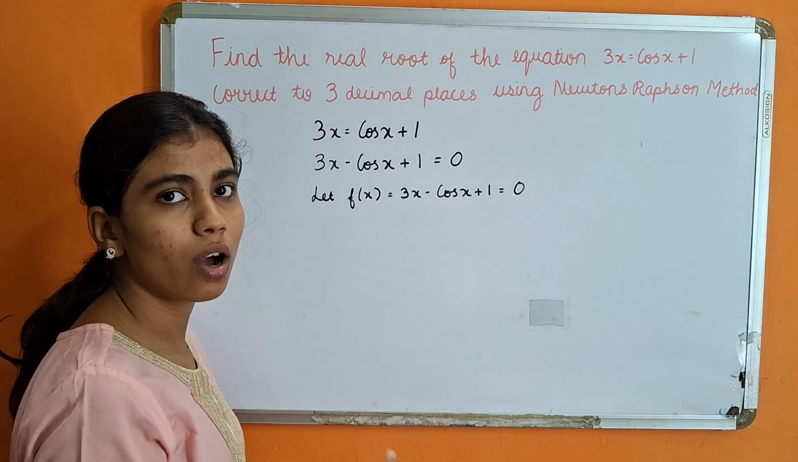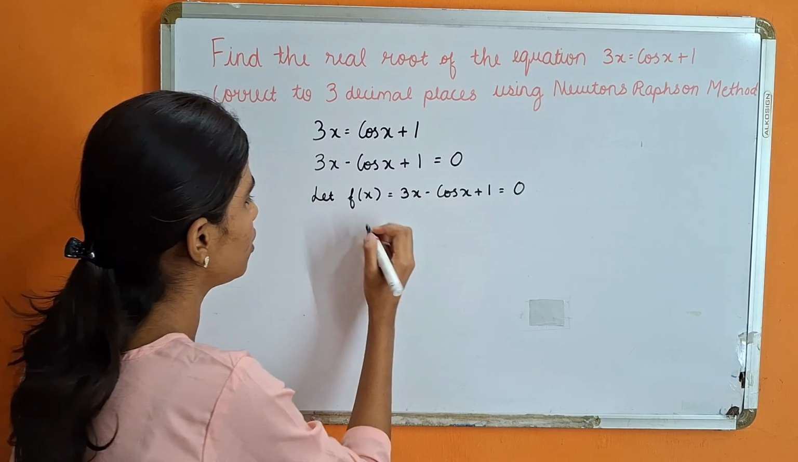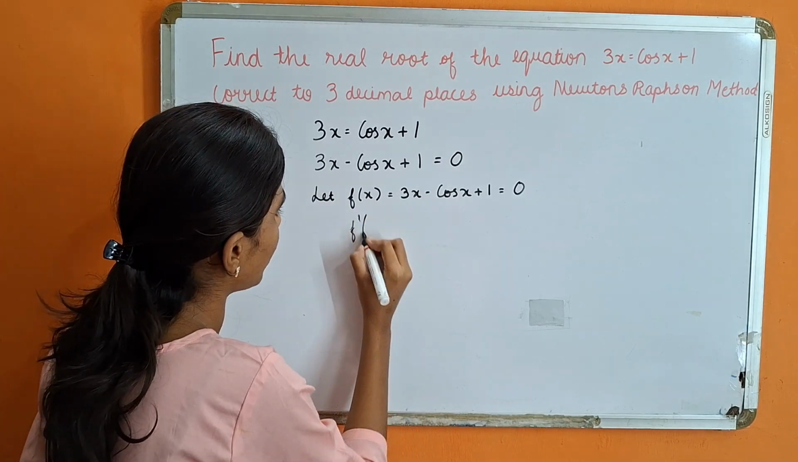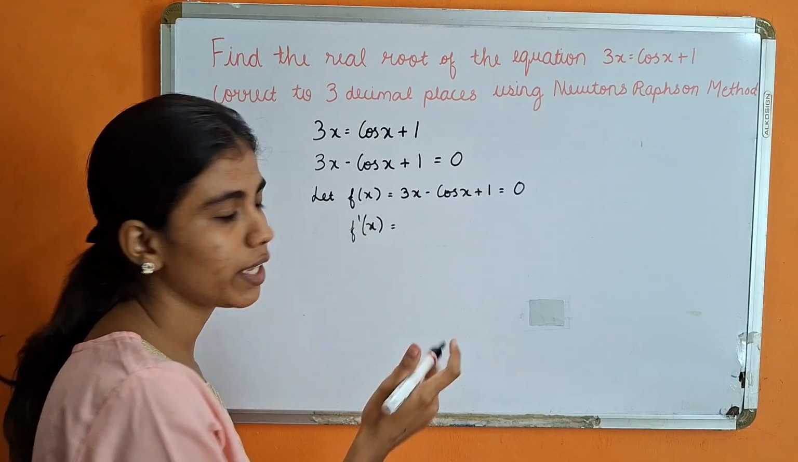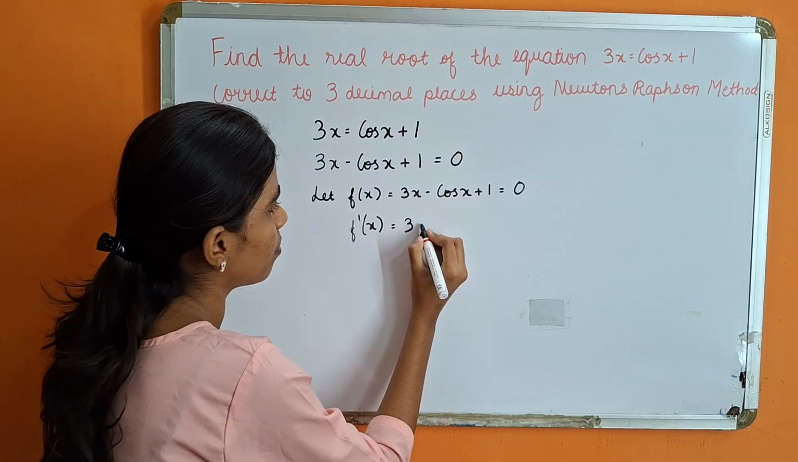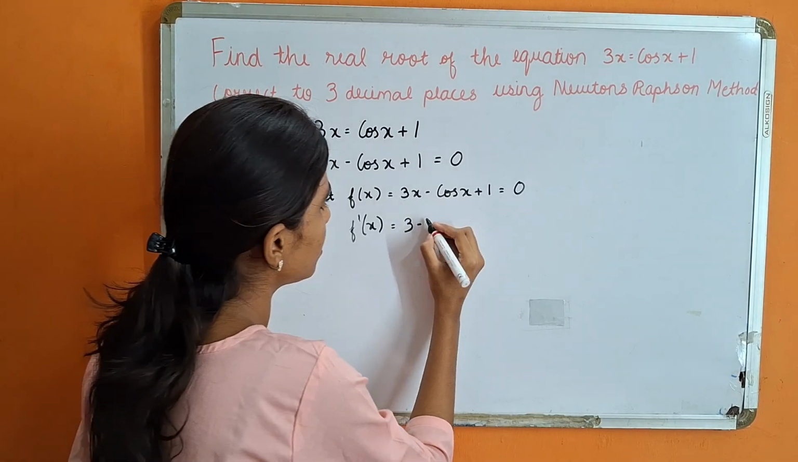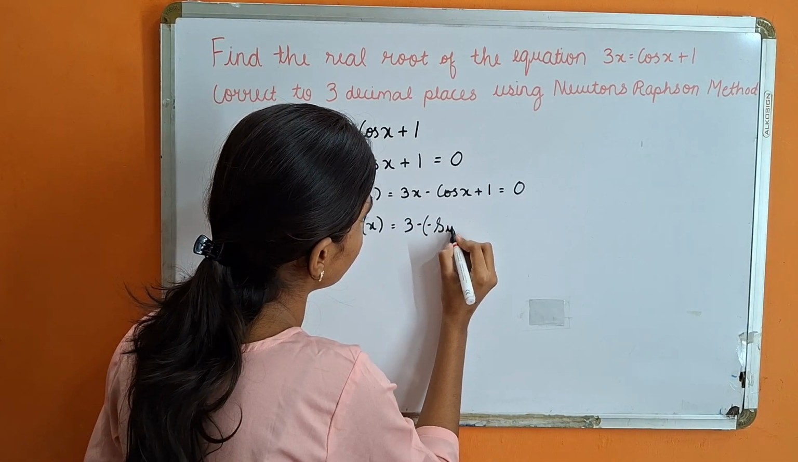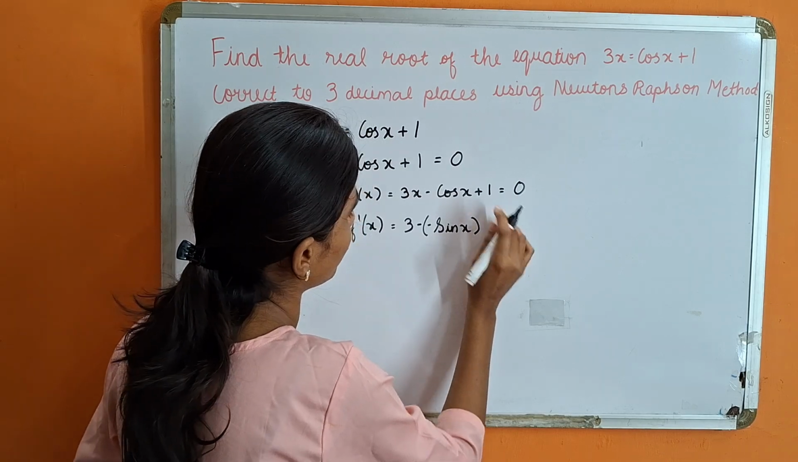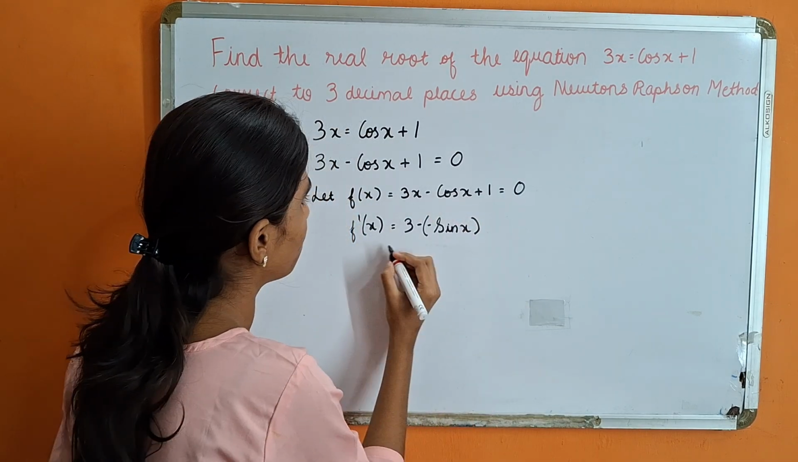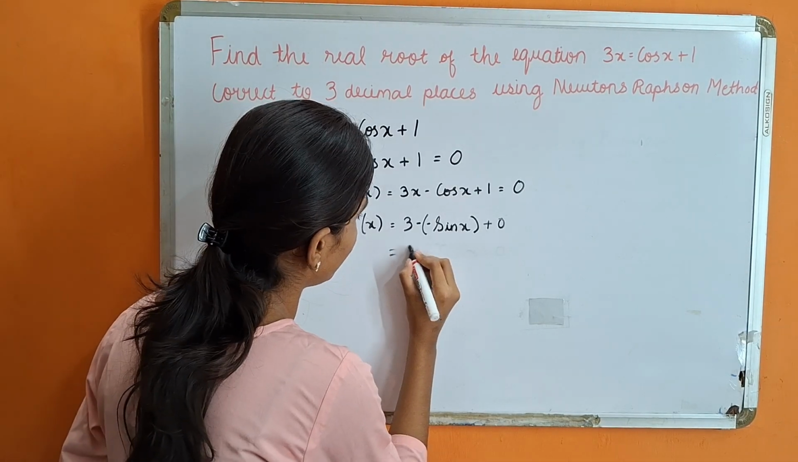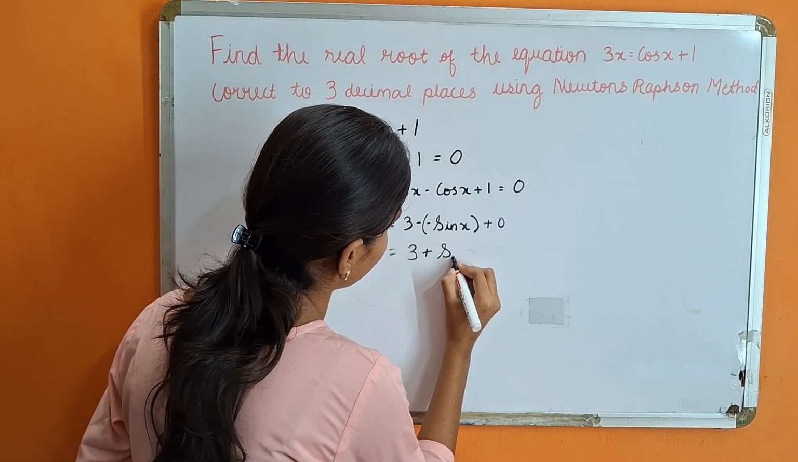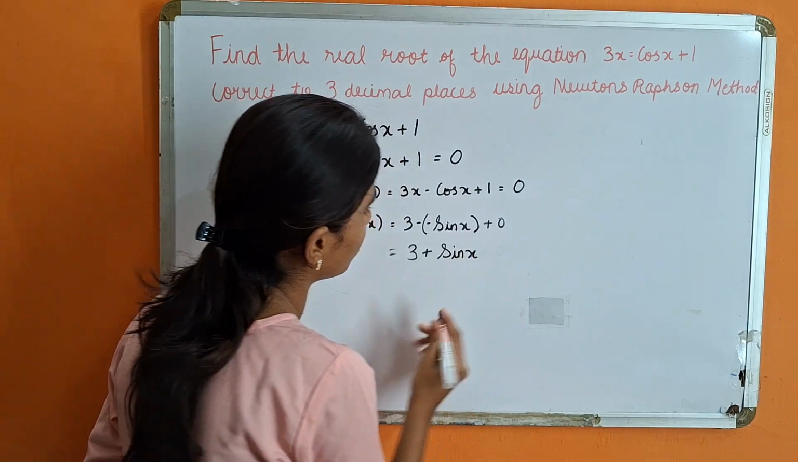Now you have to differentiate this. After differentiating, you get f dash of x: differentiation of 3x is 3, minus differentiation of cos x is minus sin x, and differentiation of 1 is 0. So we get 3 + sin x. So this is what we got.